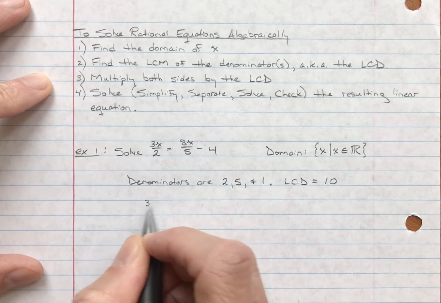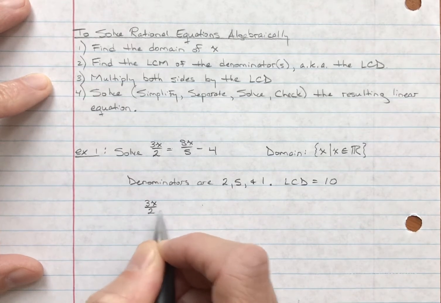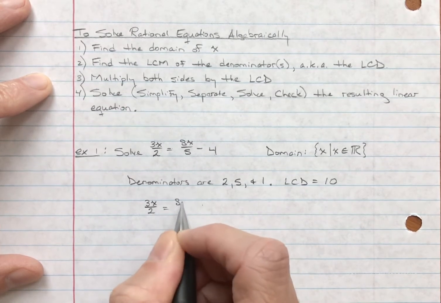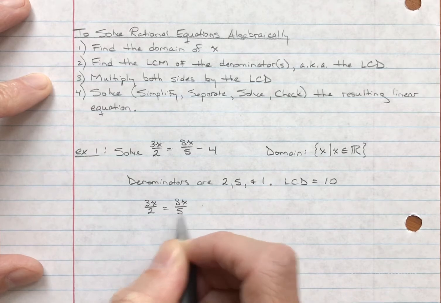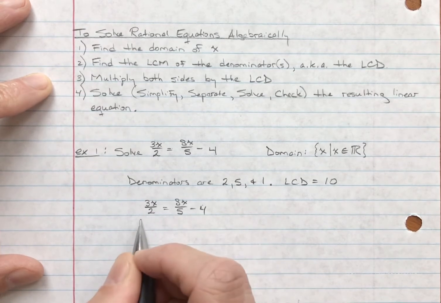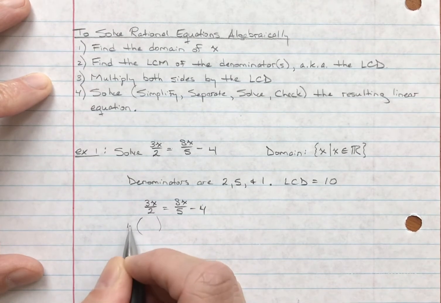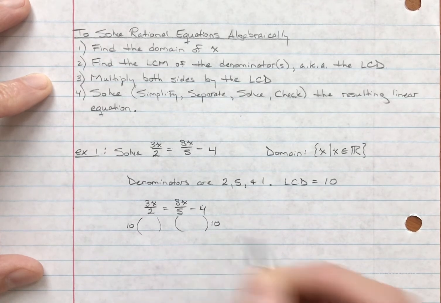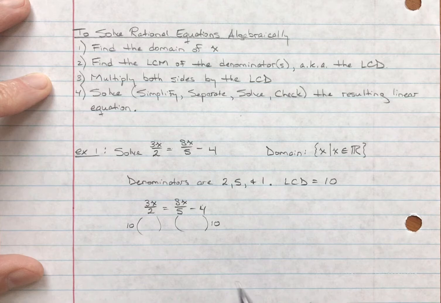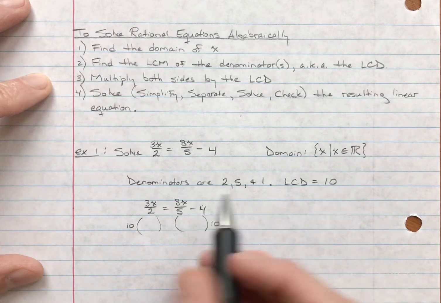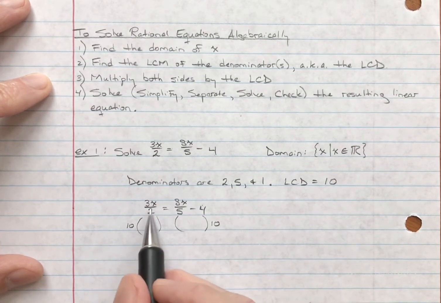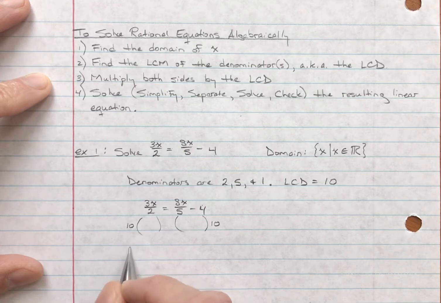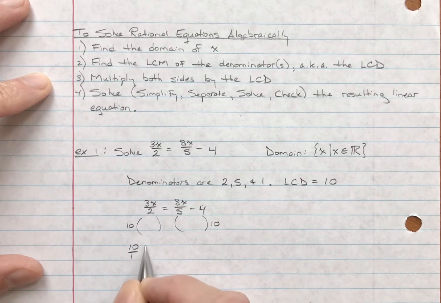So I'm going to recopy the equation to show you what I'm up to. Okay, I'm going to multiply this side by 10, and I'm going to multiply this side by 10. Multiply both sides of the equation by the lowest common denominator. I'm going to write 10 as a fraction to multiply it. So it'll look like this.